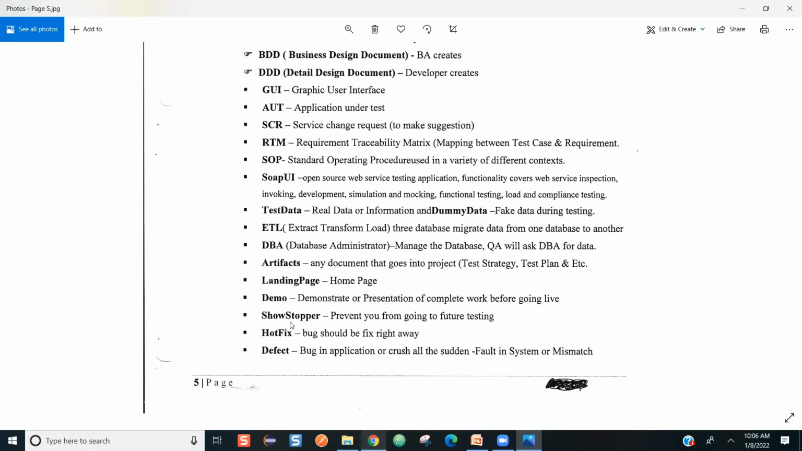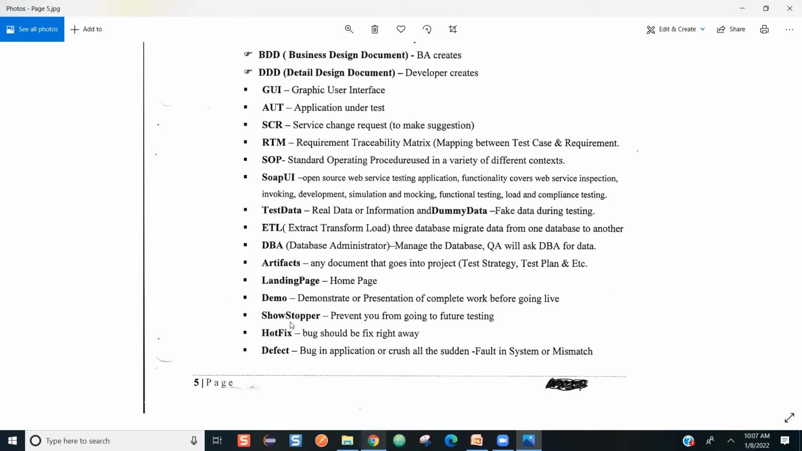The hotfix: the bug should be fixed right away. Sometimes you want to deposit your money, for example, and you find that your login functionality is not working. Then in the banking sector, they will write a bug. Yes, we found a bug, and immediately we need to fix it because they cannot operate the business without fixing the bug. So defects should be fixed immediately, right away. That is called the hot fix.